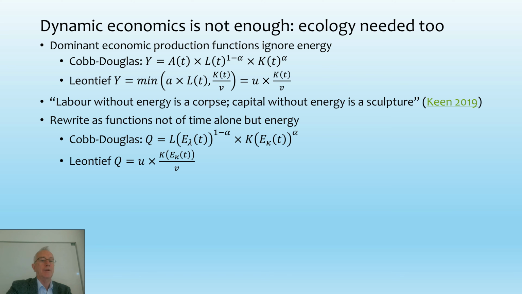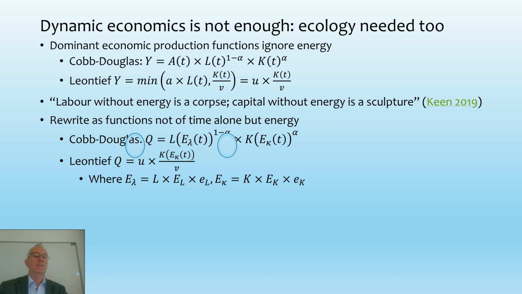Now, if you then feed that into both of those equations and then work it through, well, how do you define E lambda? Well, E lambda is effectively the number of workers. E kappa is the number of machines. That is difficult to define. That's what's called the Cambridge controversies over the nature of capital. We need to work out a way of measuring how many machines there are.